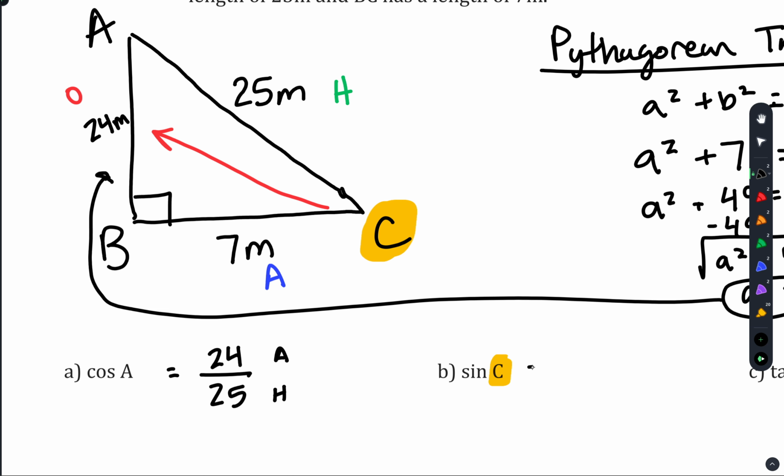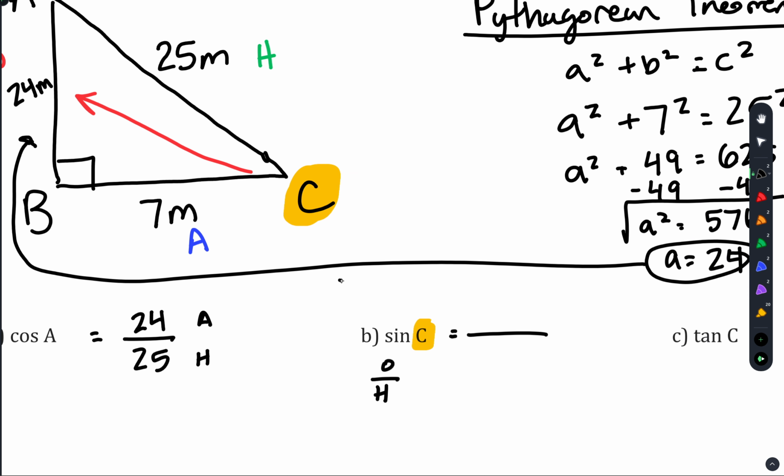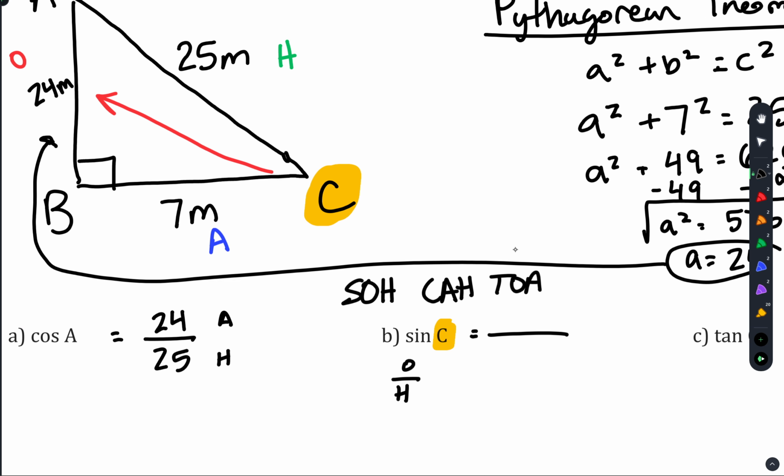So what did we say sine was? Opposite over hypotenuse for sine. O over H, like so in SOHCAHTOA. So what are the values? 24 over 25. There you go, 24 over 25.